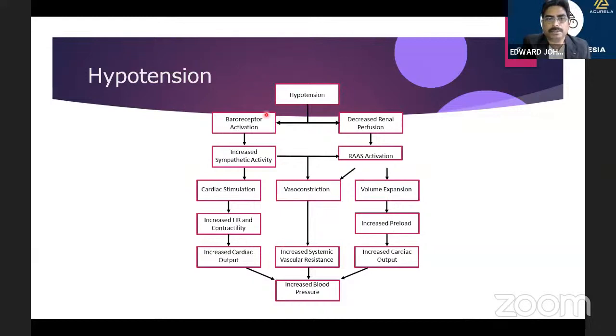Whenever hypotension happens, what is the normal compensation? In one limb, the baroreceptors get activated. Increased sympathetic activity stimulates the heart, so heart rate and contractility increase. The increased cardiac output tries to maintain the blood pressure.